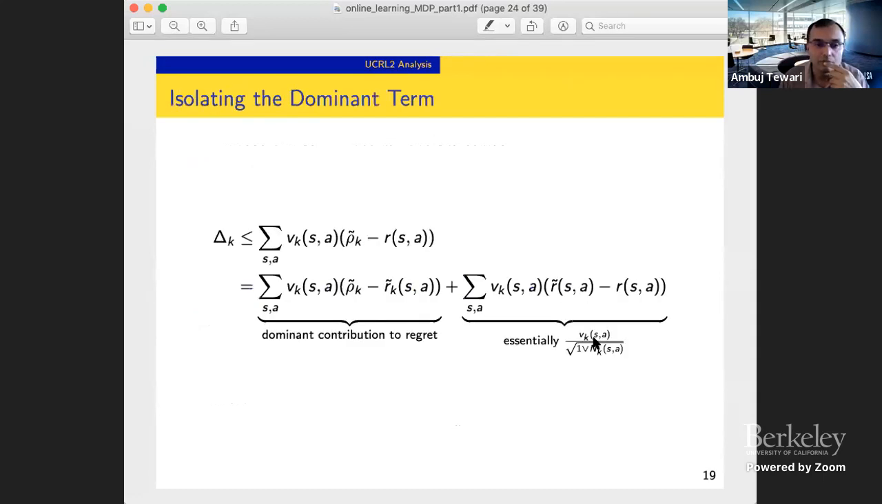So what do you do? You first of all add and subtract an R tilde. So you had rho tilde minus R, you add and subtract R tilde. Why do you do that? Well, because you know that R tilde and R are close. They're close because that's how you generated the set. So this term doesn't actually create a lot of trouble. Or in other words, it can be handled by terms that are strictly smaller than what this term contributes. So the dominant contribution to the regret comes from this visitation count weighted difference between rho tilde and R tilde.